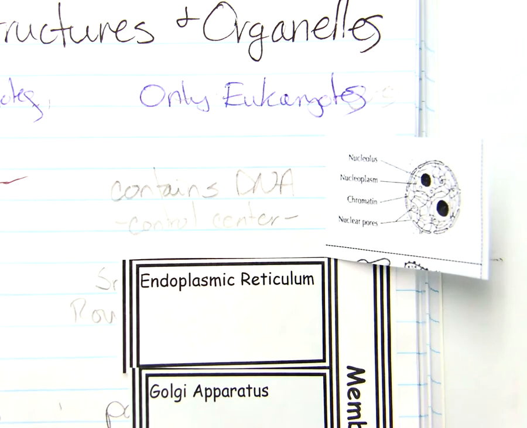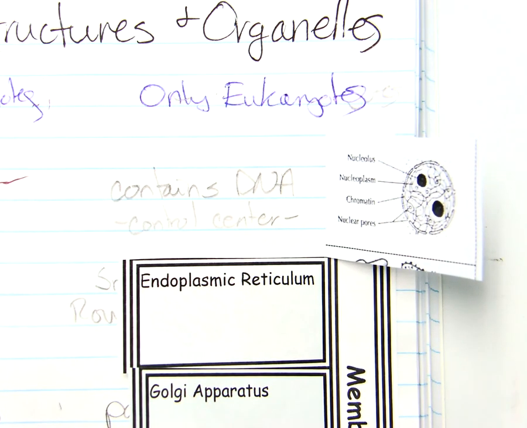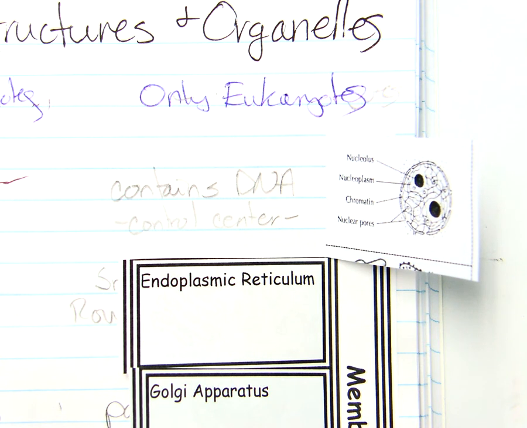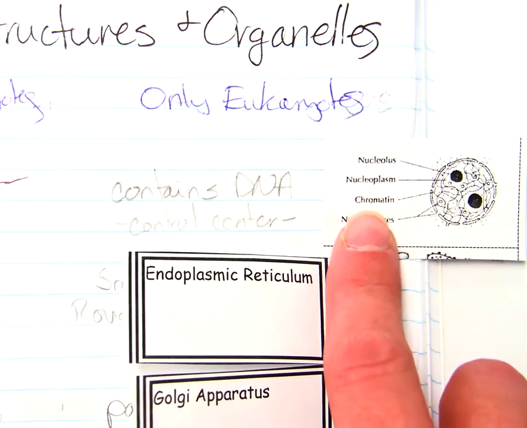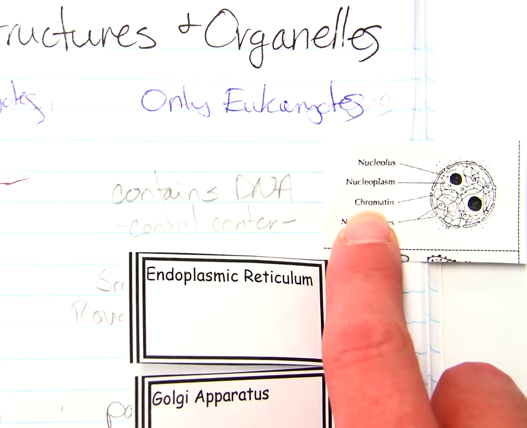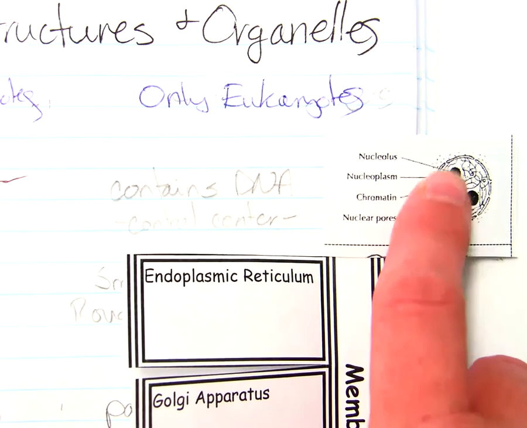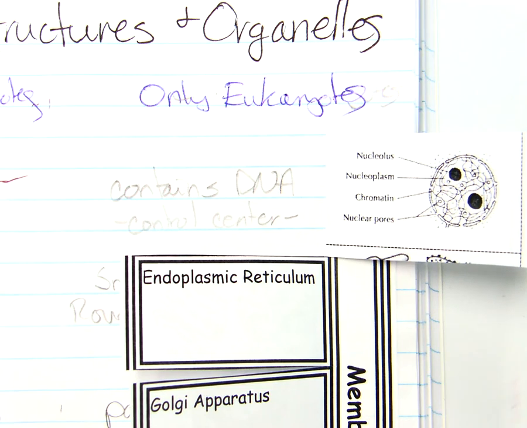This contains the DNA. It's often referred to as the control center of the cell. When the DNA is inside of the nucleus, we usually refer to it as chromatin. So that's what all these little hairs are, showing that it's full of DNA.